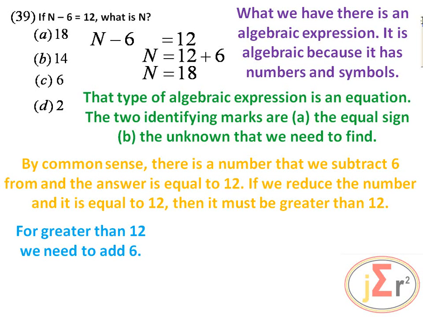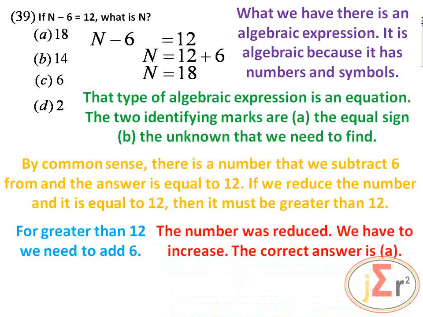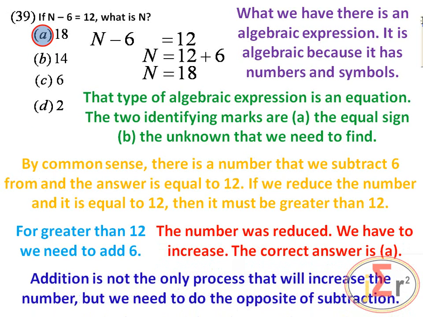Common sense is greater than mathematics. If humanity had another way of administering a common sense examination, then there would have been absolutely no need for mathematics. The number was reduced. We have to increase. The correct answer is option A, as we discussed before. Addition is not the only process that will increase the number, but we need to do the opposite of subtraction, and the opposite of subtraction is plus, right. So the opposite of subtraction is addition.